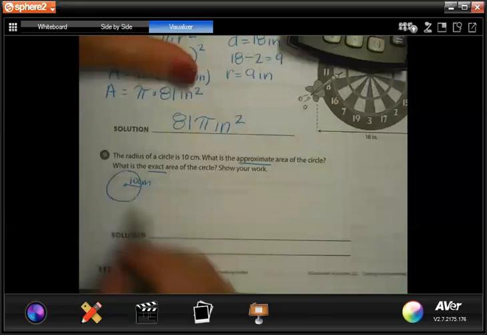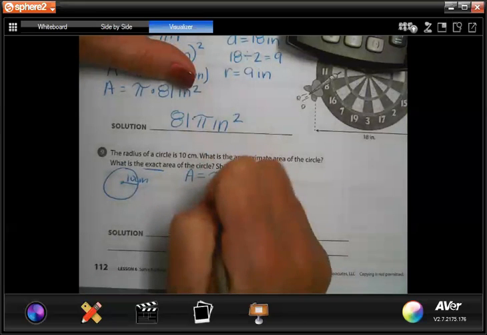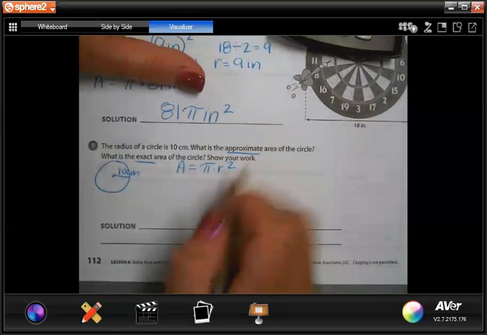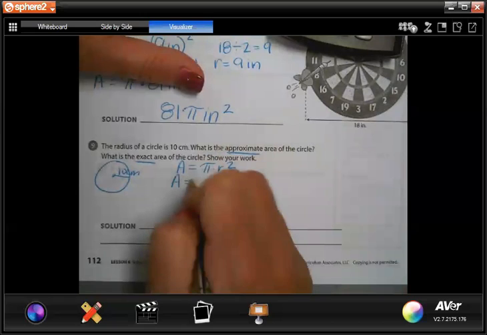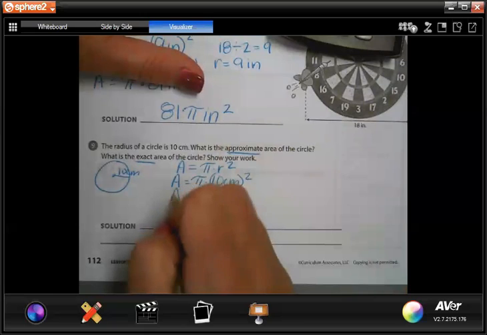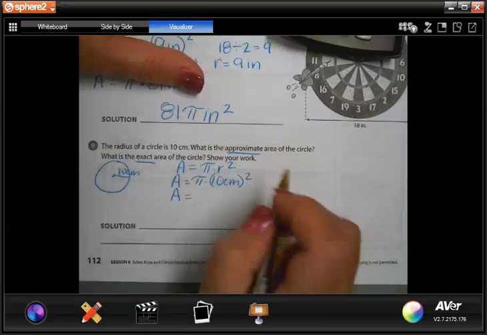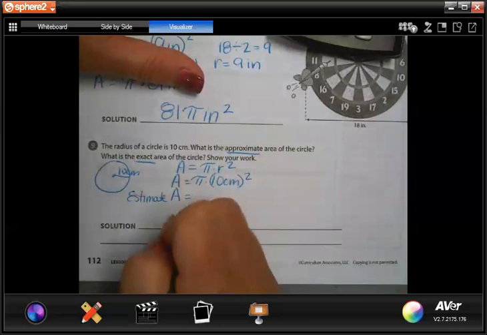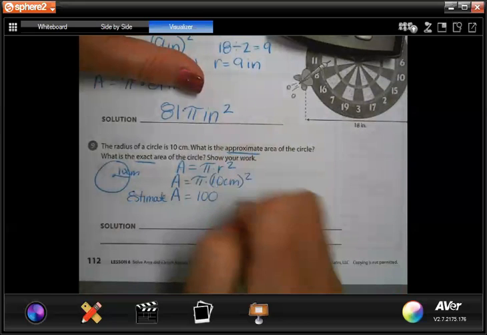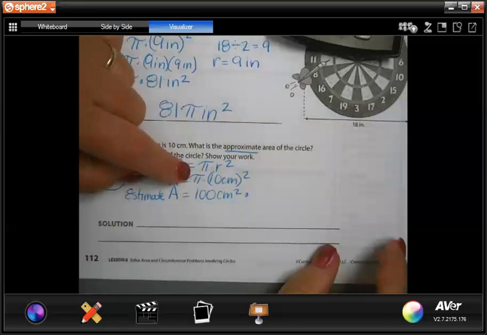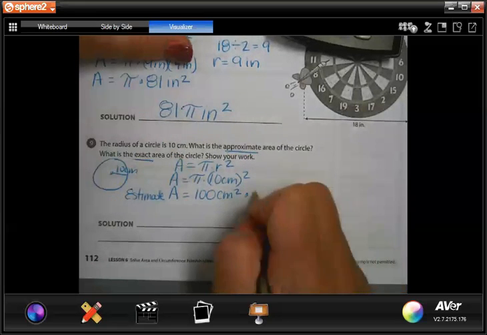First of all, we know area equals pi times radius squared. We're going to leave it in terms of pi first. So area equals pi times 10 centimeters squared. Well, 10 times 10 is 100. So the area, the estimate, is going to be 100 centimeters squared. Now look what I'm going to do. I'm going to take out the pi symbol and replace it with 3.14.